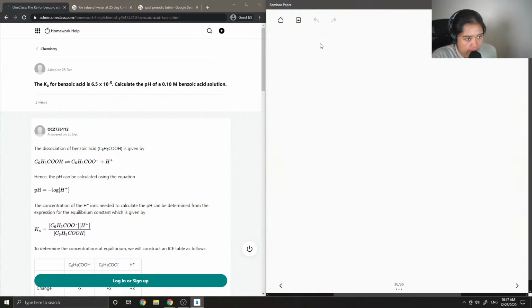Okay, so on to question 9. The Ka for benzoic acid is 6.5 times 10 to the negative 5. Calculate the pH of a 0.1 molar benzoic acid solution. Okay, so I'll draw the structure of benzoic acid. You have a benzene ring with carboxylic acid attached to it. So this is C6H5COOH.